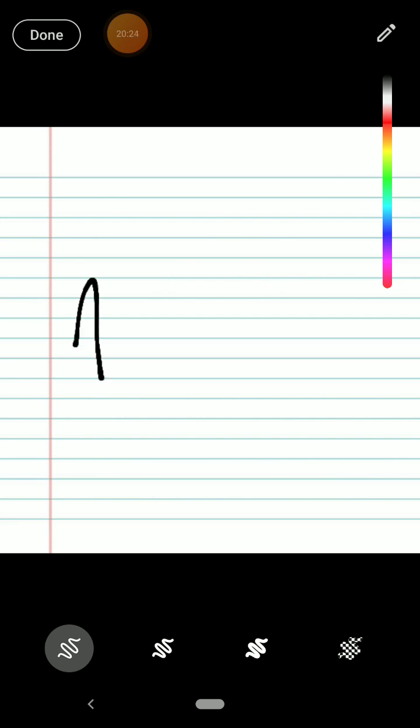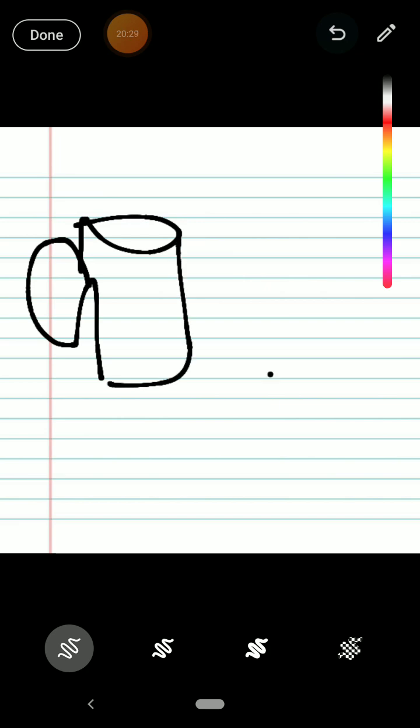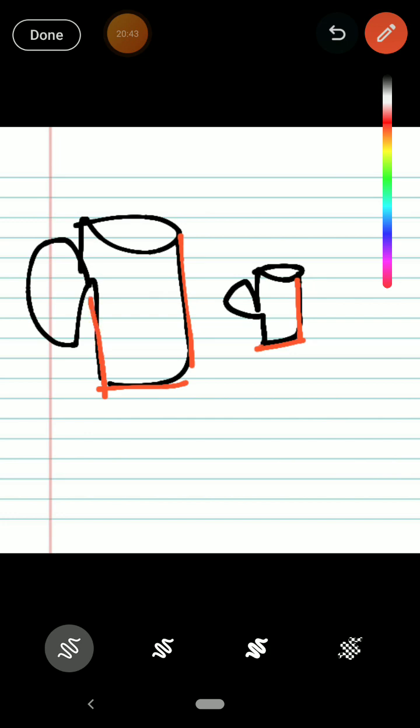So if we have a jar here, and another jar here, but a bigger or a smaller one this time. If we're saying these two are similar, we expect the ratio of this side to this side to be the same as the ratio of this side to this side, and so on, just like that. So it's the same concept.